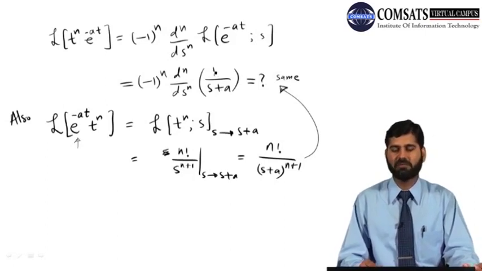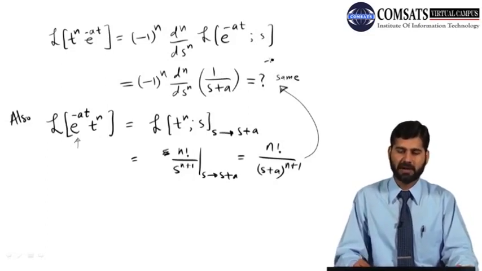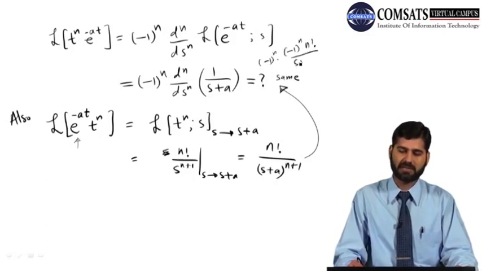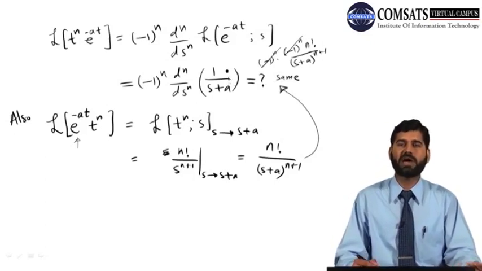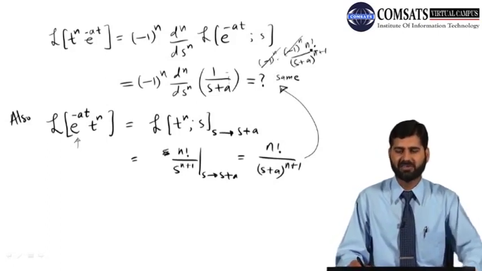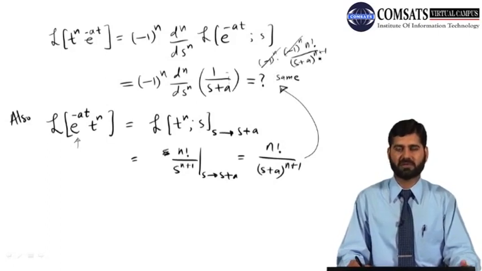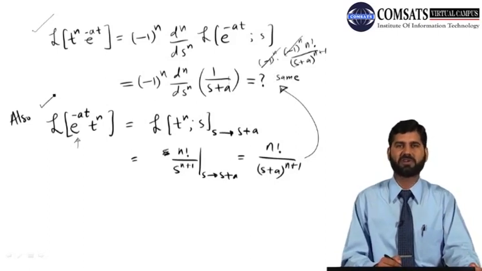And every time you will be getting multiplied by 1, then minus 1, then 2, minus 3, 4, minus 5, 6. So plus 1, minus 1, plus 1, minus 1. So you will be getting (-1)^n outside, and (-1)^n times n factorial over (s plus a) to the power n plus 1. Now this (-1)^n and (-1)^n become (-1)^(2n). 2n is always even, so (-1)^(2n) is plus 1. So they cancel, and you get just n factorial over (s plus a) to the power n plus 1. So you see, sometimes one problem can be solved by using two different properties.